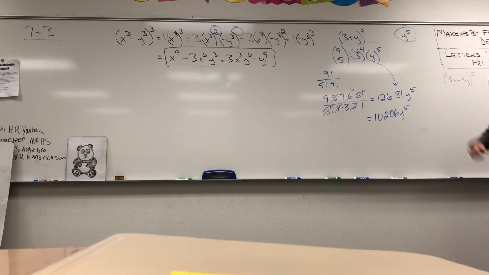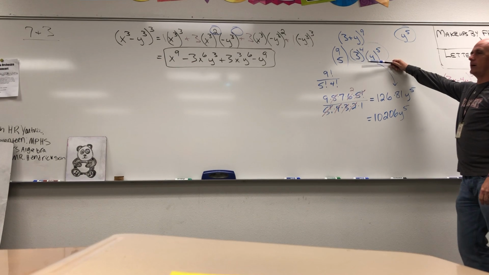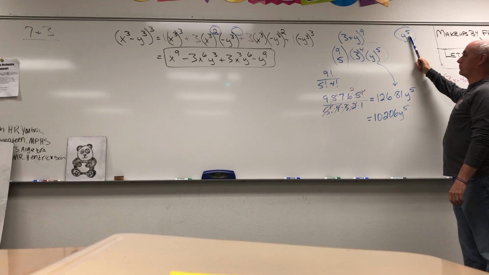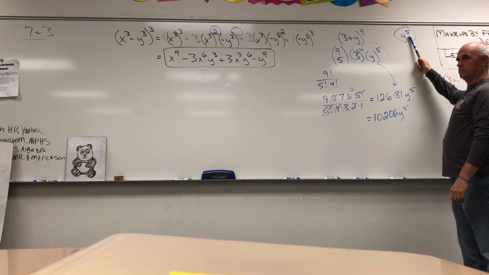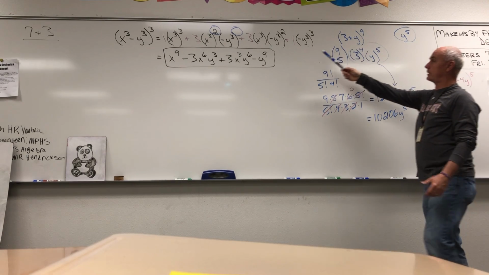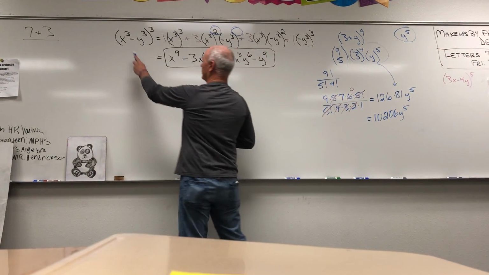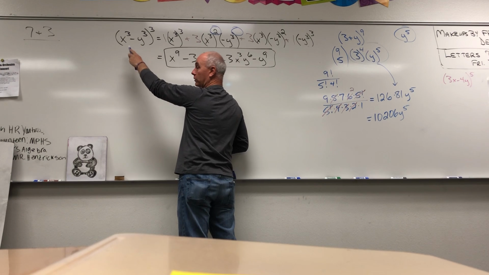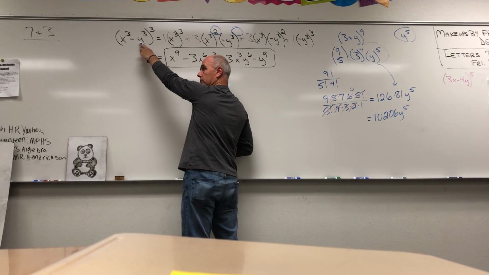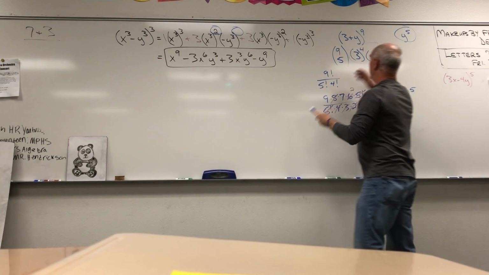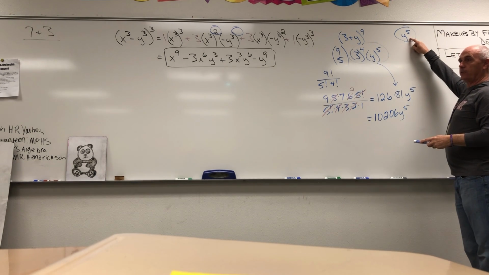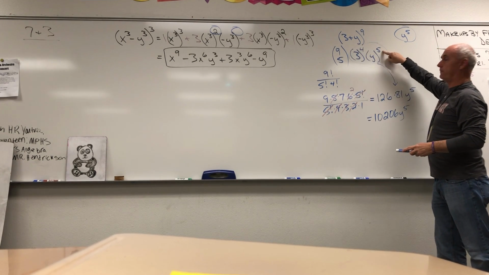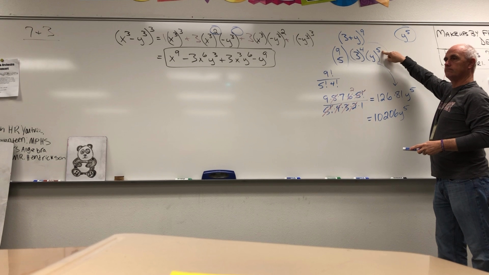Why do we have to? That came from the very beginning. We were looking for the term that has y to the fifth in it. Remember, over in here, we did this to some power. Every term had this to a power and this to a power. So to get y to the fifth, we're going to have to do this to the fifth.